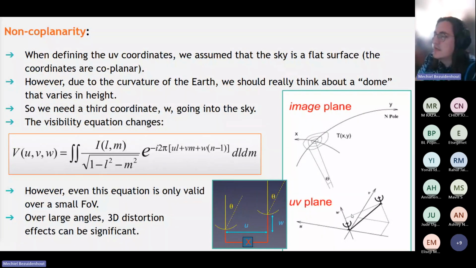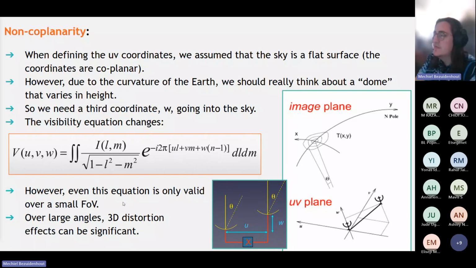And when we include this W dimension, then the visibility equation changes. Then we have to include in the exponential a factor for the W, and we have to divide by the square root of 1 minus l squared minus m squared. So it can be included in the visibility equation, but even this equation is only valid over a very small field of view. When you have a large angle, then you get 3D distortion effects, which can be very significant in your image.